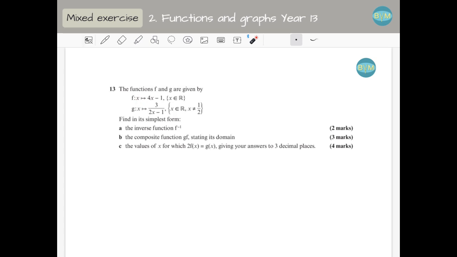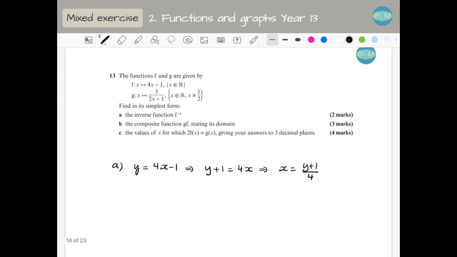You have two functions, f and g, given this way, and we have to find, in the simplest form, the inverse function f minus 1. To find f minus 1, I'm going to write the function and make x the subject. So I have y = 4x minus 1, so y plus 1 is 4x, and x is going to be y plus 1 divided by 4. And when I have x the subject, I'm going to call that f minus 1, and then I'm going to call the y x back. And this is f minus 1.